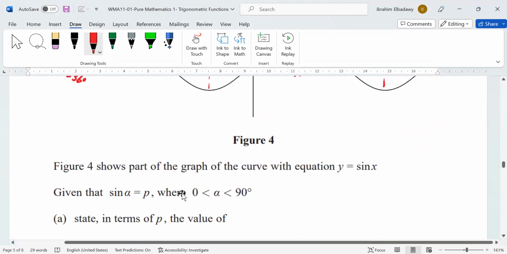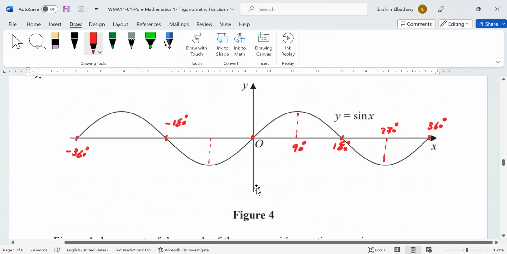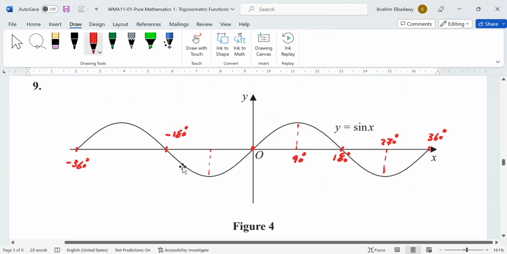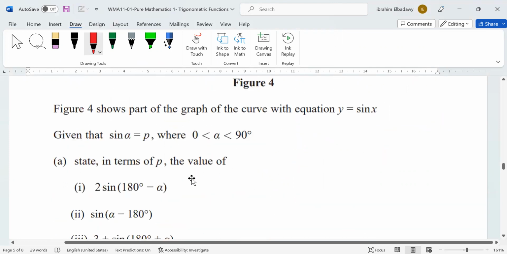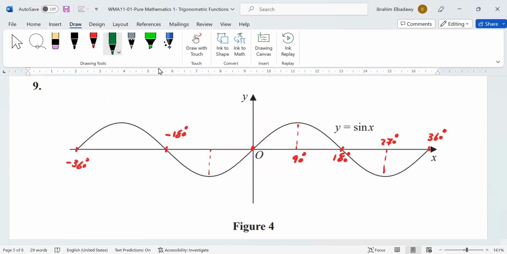Let us see what he needs. Figure 4 shows part of the graph of the curve with equation y equals sine x, given that sine alpha equals b, where alpha is bigger than 0 and less than 90 degrees. This is similar to the previous example, but here alpha is bigger than 0 and less than 90. It is an acute angle. And here he already gave you the angle in degrees, so you can write the angle in degrees on the x-axis as I wrote here. Alpha is an acute angle because it's from 0 to 90, and sine alpha equals b. You can come here, for example, and write alpha.